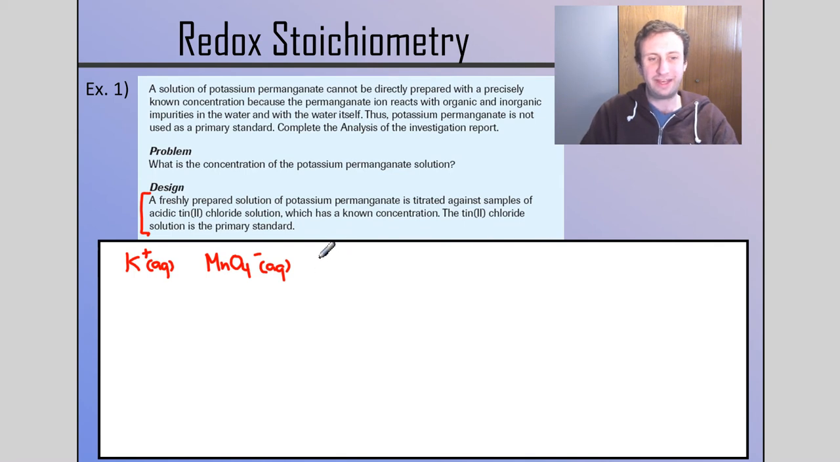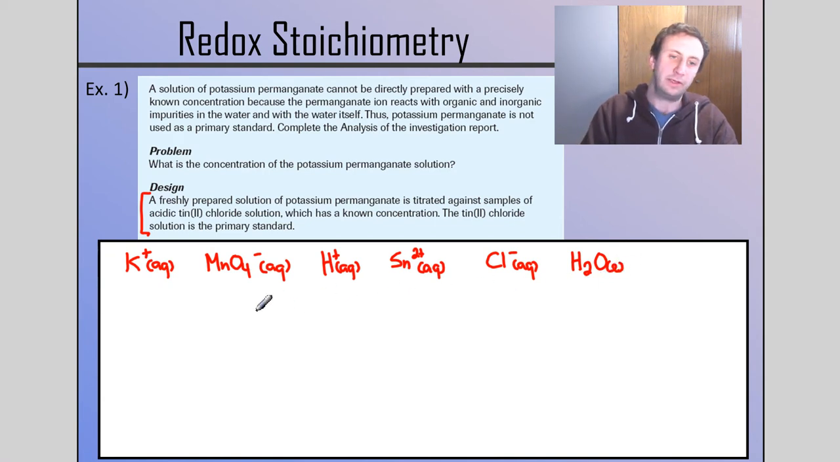Again, the sample is acidic, so I have the acid in the sample, H positive aqueous, and then tin 2 chloride solution. So I have Sn2 positive aqueous, and then I have as well chloride ion, so Cl minus aqueous. And then the last thing that I have that I haven't written down yet is I have water, H2O liquid. So what I have in terms of an OA is I've got MnO4 minus and I have H positive. So this is my SOA. And then I have tin 2, which is going to be turning into tin 4, I believe. So this is my SRA.